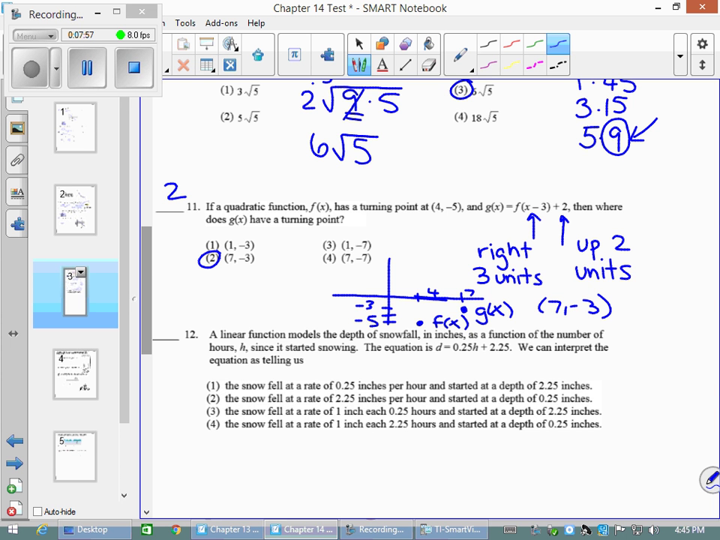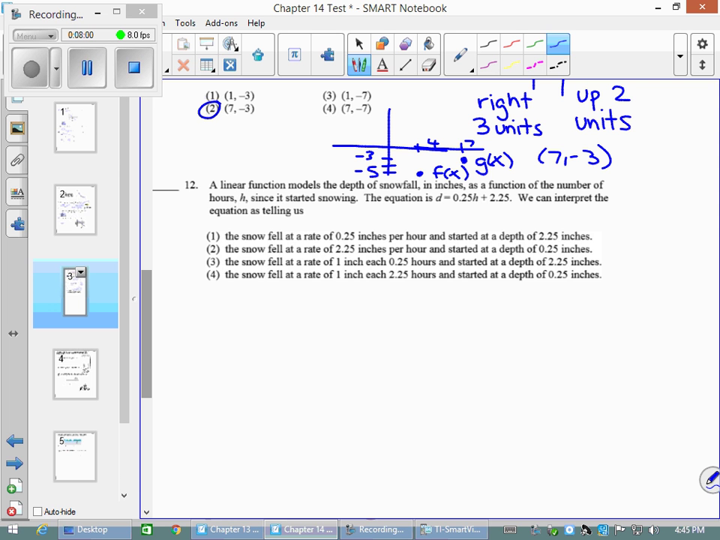And the last multiple choice question here, number 12, gives us a linear function, d equals 0.25h plus 2.25, and this is modeling the depth of snowfall based on the number of hours since it started snowing, and they want us to interpret the equation. So the answer to this is choice 1, because what this equation is telling us is that the snow is falling at a rate of 0.25 inches per hour. The rate is our slope, and it started with a depth of 2.25 inches. So when we started calculating the snowfall, this was our y-intercept, otherwise known as the initial value.